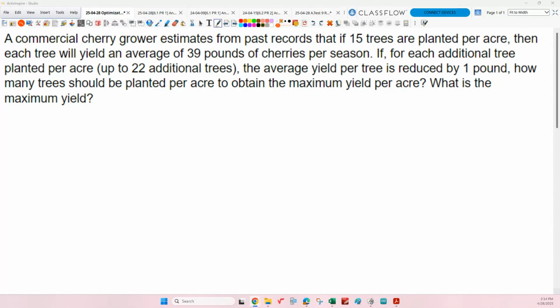Here's one more. These are commercial cherry grower estimates from past records that if 15 trees are planted per acre, then each tree will yield an average of 39 pounds of cherries per season. If for each additional tree planted per acre, up to 22 additional trees, the average yield per tree is reduced by 1 pound for each additional tree, per acre. How many trees should be planted per acre to obtain the maximum yield per acre? So what could we do with that?